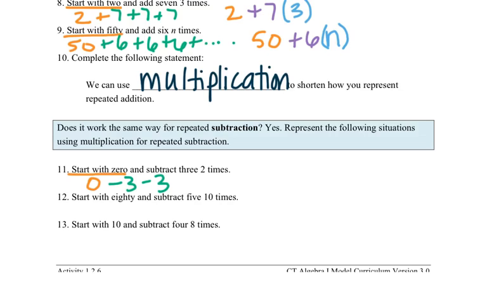So how can I write this with multiplication? Well, I'm starting with 0, the number I'm subtracting is 3, and the number of times I'm subtracting it is 2. And so that would be a faster way to do that, although that one's not very complicated to begin with. Number 12 says start with 80 and subtract 5 10 times.